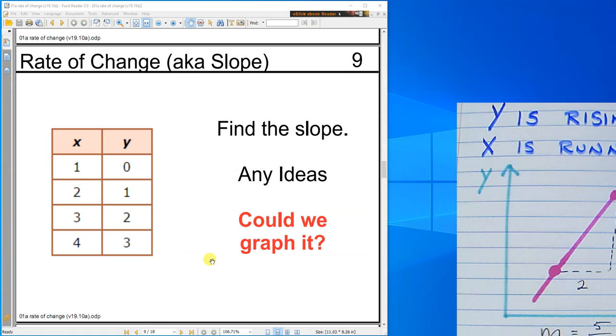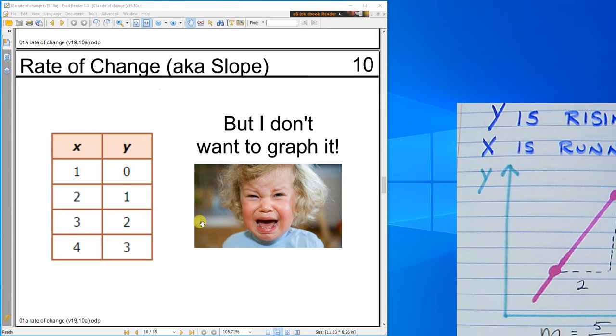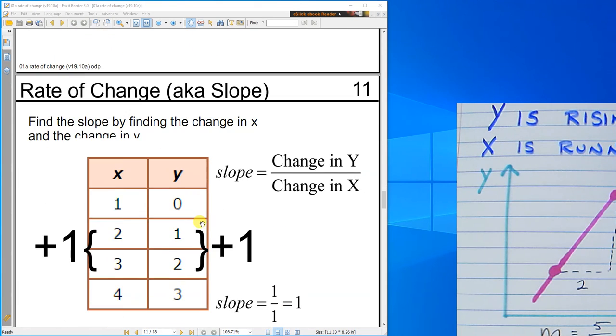But I have a better solution, and that's what I'm about to teach you. You could graph this and find the slope, but I'm going to show you a better way. But I don't want to graph it. No! I'm a crying little baby. I do not want to graph it. Okay, so how can we do it? Here we go. I'm going to show you how to find the slope from a table without graphing it.